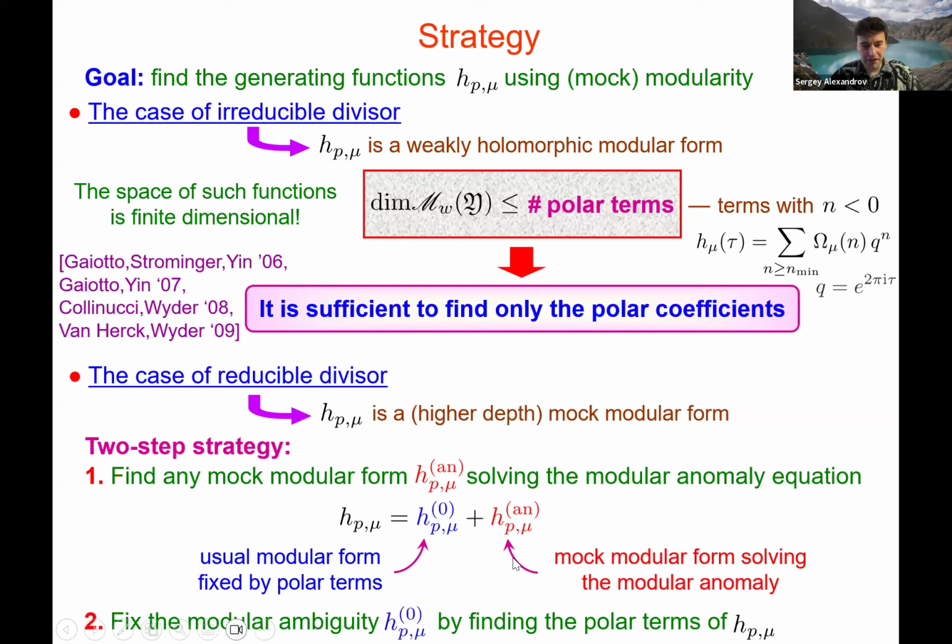But here you can fix it exactly in the same way as in the case of an irreducible divisor, because we just need to fix a modular form. This can be done by finding polar coefficients of the generating series. So first solve the modular anomaly equation, and then find polar coefficients to fix the modular ambiguity. That's the procedure.